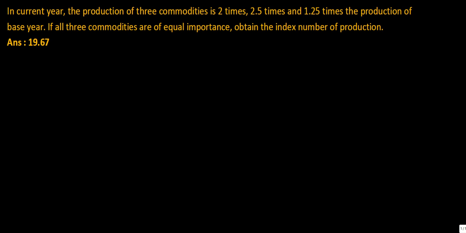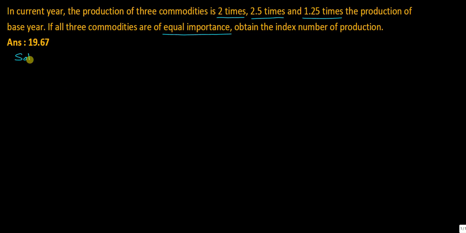Okay, now the last sum of this unit, index number. Okay, in the current year, the production of three commodities is 2 times, 2.5 times and 1.25 times the production of the base year. If all three commodities are of equal importance, means A, B, C, or 1, 2, 3, with equal importance, obtain the index number of production. Actually, here 19.6667 is given. I have some doubt because an index number is never 19.67. Okay, let us calculate this sum.